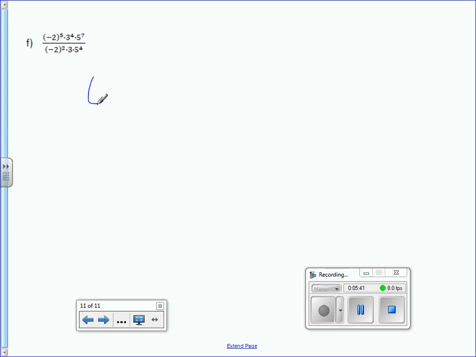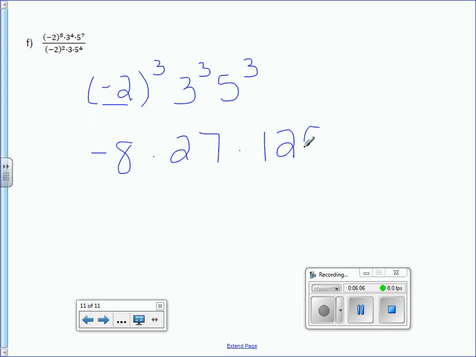Letter F. We have negative 2, keep it in parentheses, raised to the third, 3 to the third, and 5 to the third. Negative 2 to the third power, please keep that negative 2 in parentheses on your calculator, would be negative 8. 3 to the third is 27, and 5 to the third is 125. Multiply them together. So we have negative 8 times 27 times 125. We get an answer of negative 27,000.